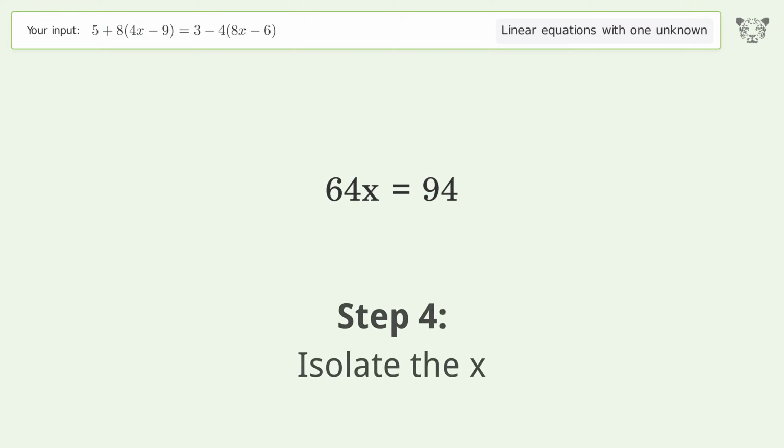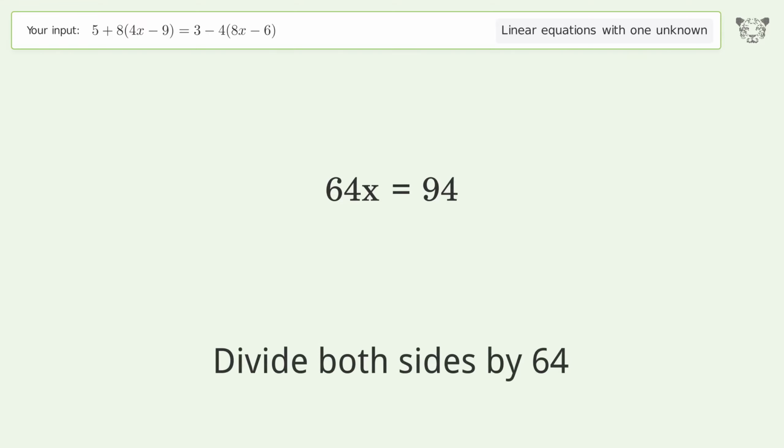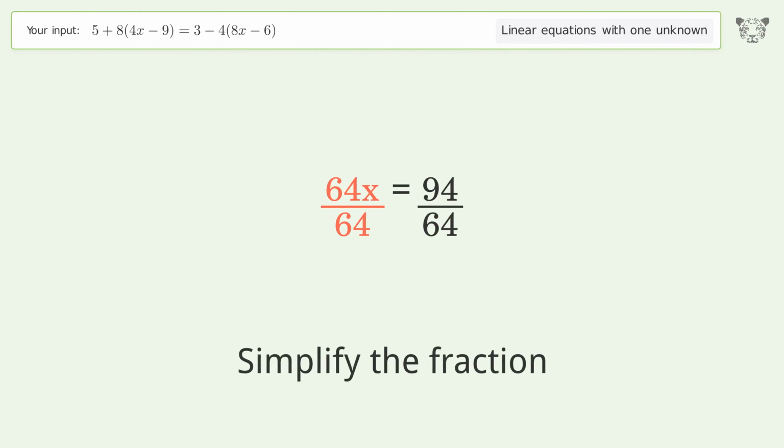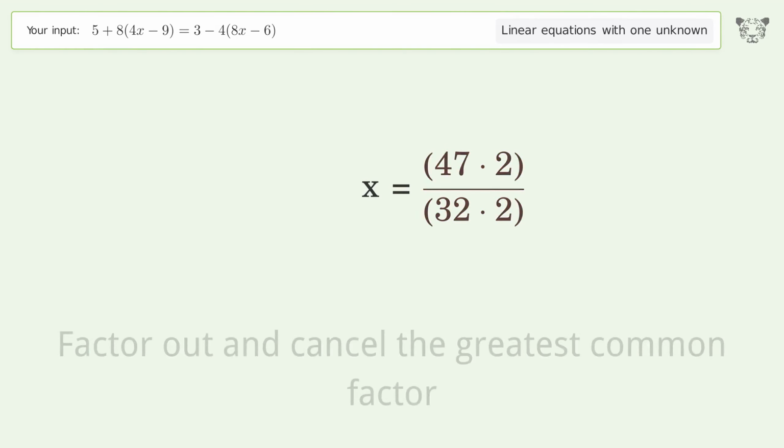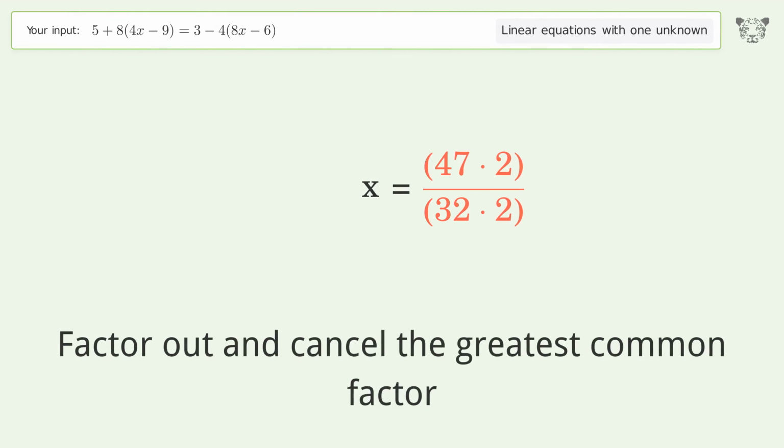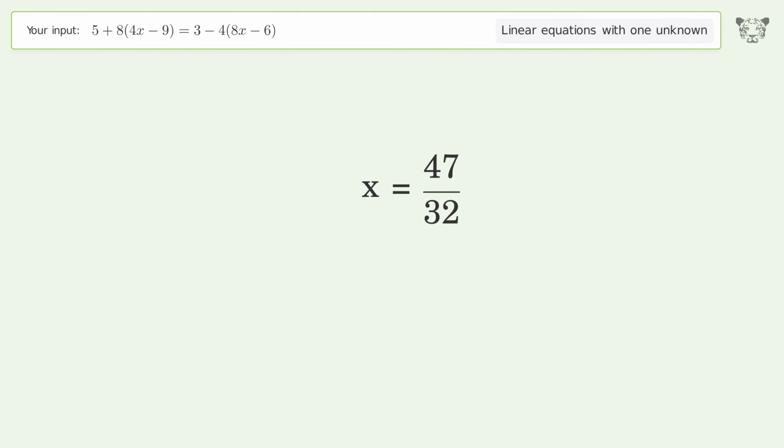Isolate the x. Divide both sides by 64. Simplify the fraction. Find the greatest common factor of the numerator and denominator. Factor out and cancel the greatest common factor. And so the final result is x equals 47/32.